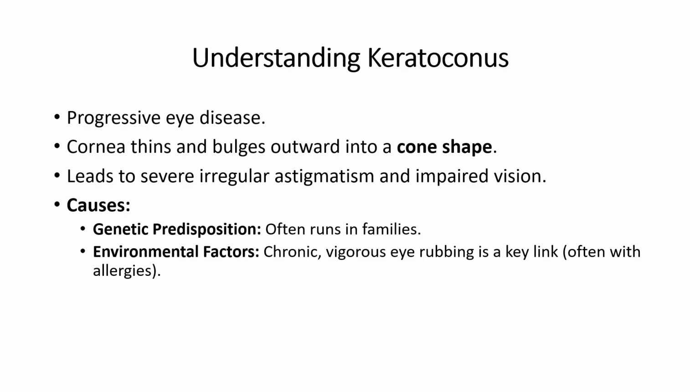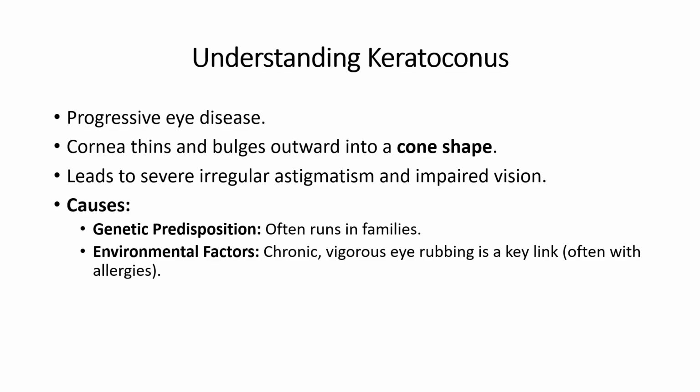Now, let's briefly discuss a specific eye condition called keratoconus, as it's directly related to astigmatism. Keratoconus is a progressive eye disease where your cornea, that clear front surface of your eye, thins out and gradually bulges outwards into a cone shape. This leads to a severe form of irregular astigmatism and significantly impaired vision.